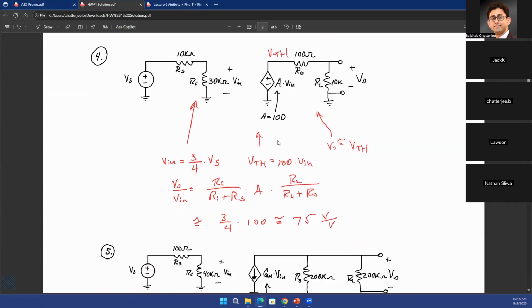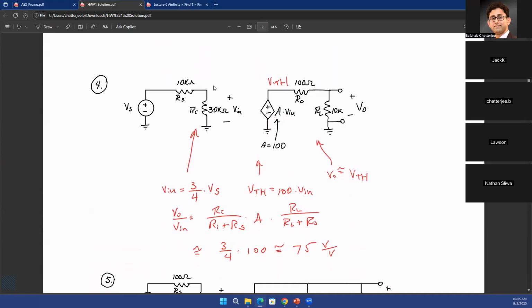Problems 4 and 5 were related to amplifiers. Again, we discussed a few of these similar problems in the class. You'll see a voltage division at the input side because of the finite input impedance of the op-amp. So there would be a voltage division here. And because of the non-zero output impedance of the op-amp, there would be a voltage division here.